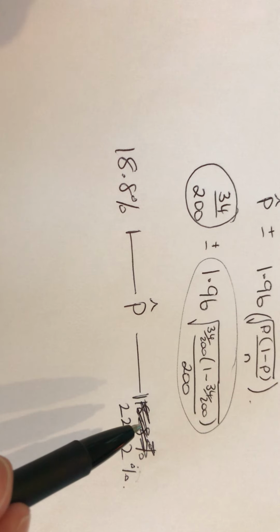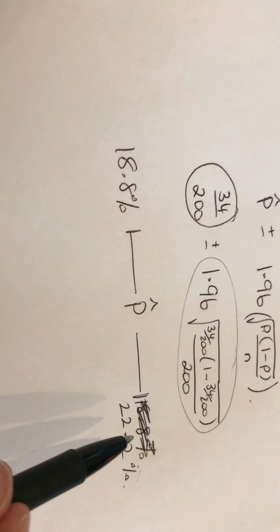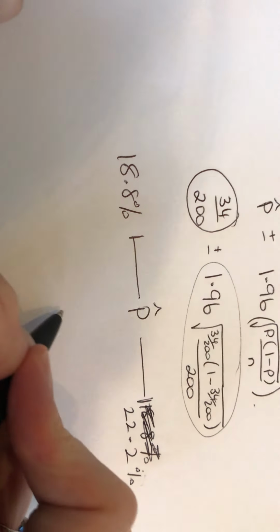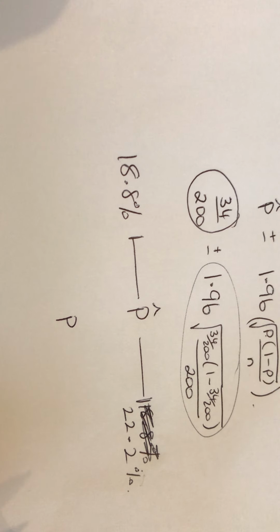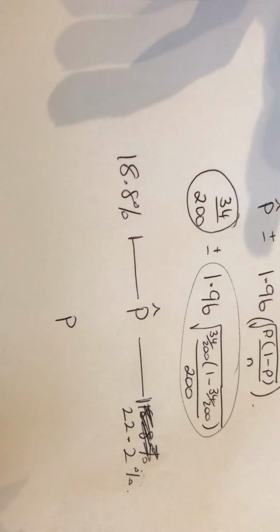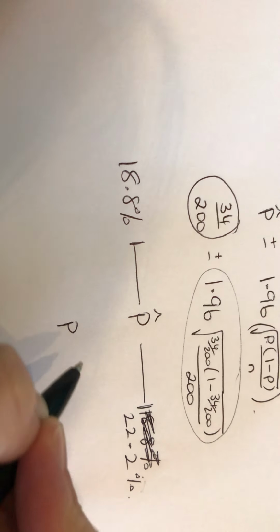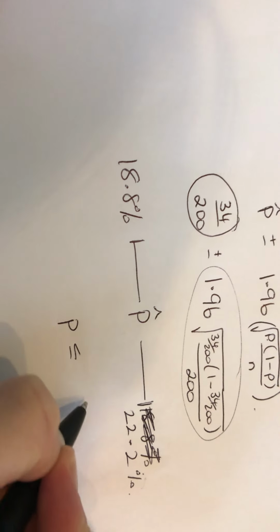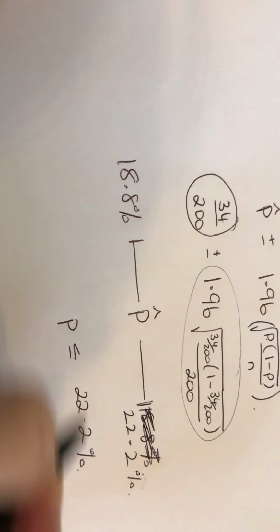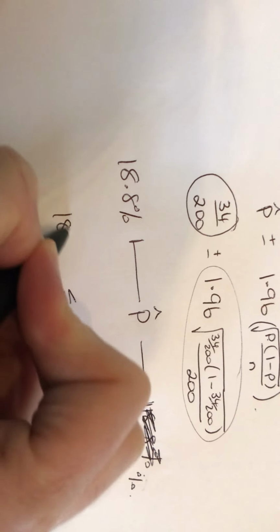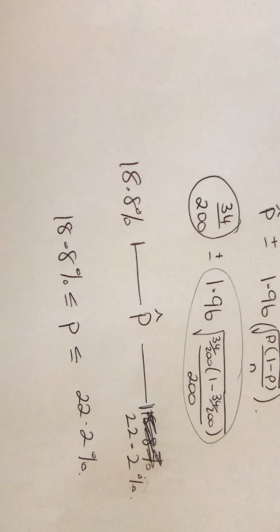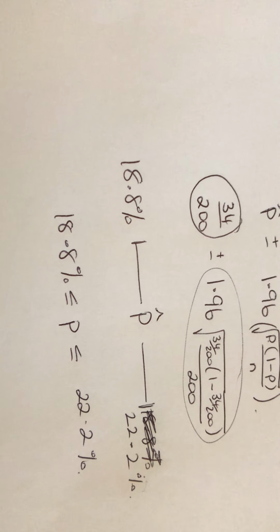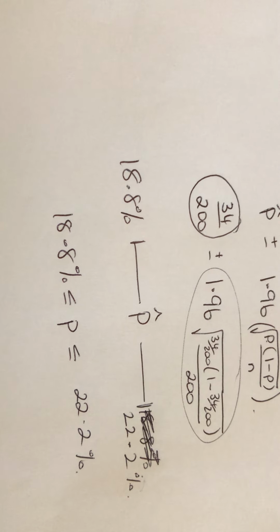From my interval, I reckon at a 95% level of confidence that P, the real percentage of radios that are actually broken, lies between 18.8% and 22.2%. So, somewhere around 20% of them seem to be damaged. So that's part A. If you want to, you can go back and have a look at part B.